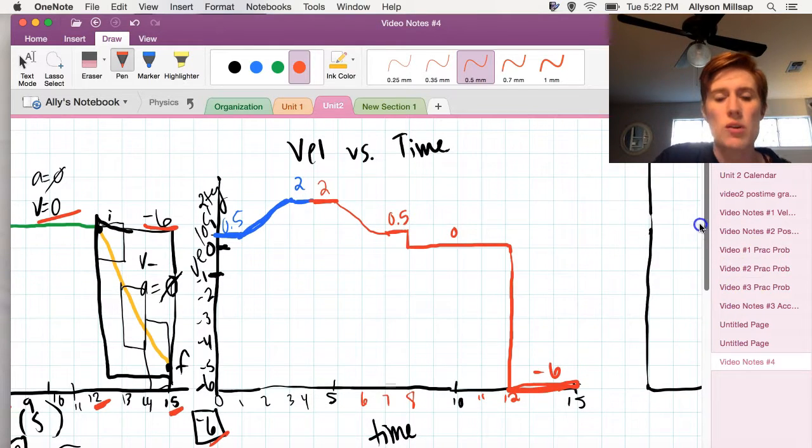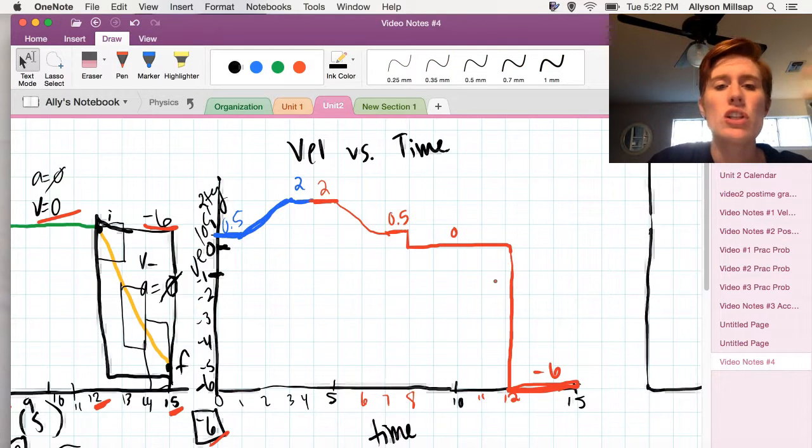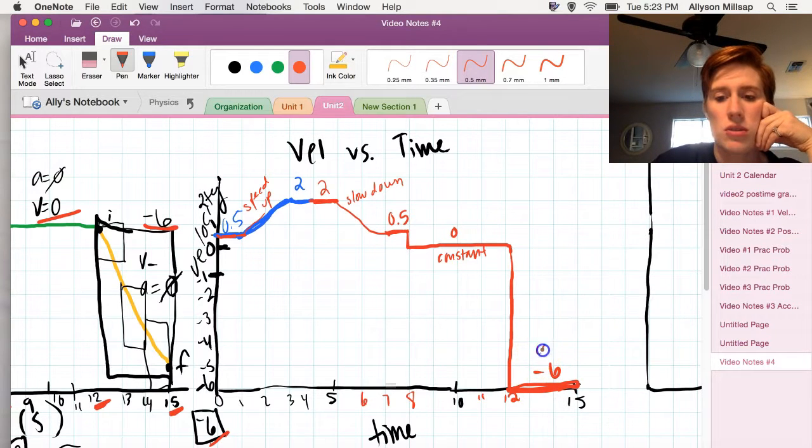This is what a velocity time graph looks like. What it tells me is it's only graphing velocity. So you can't look at this and analyze it like you would a position time graph. You have to look at it and say, okay, I started with a speed of 0.5. Then I sped up and I got to a speed of 2 and I stayed at that for a few seconds. Then I slowed down to the speed of 0.5 again. Then I immediately changed to a constant speed of 0. Then I changed to another constant speed of -6.